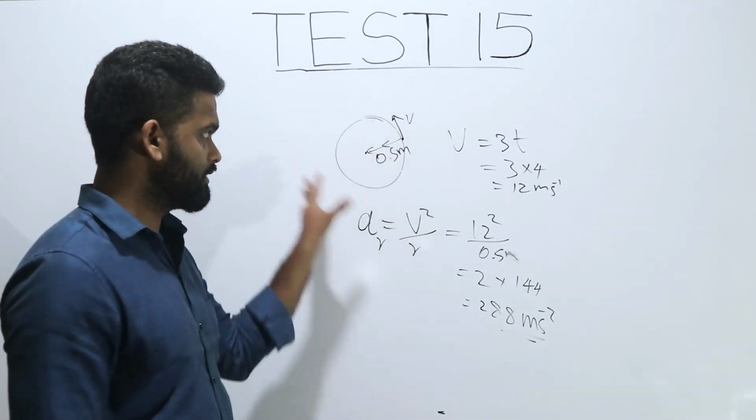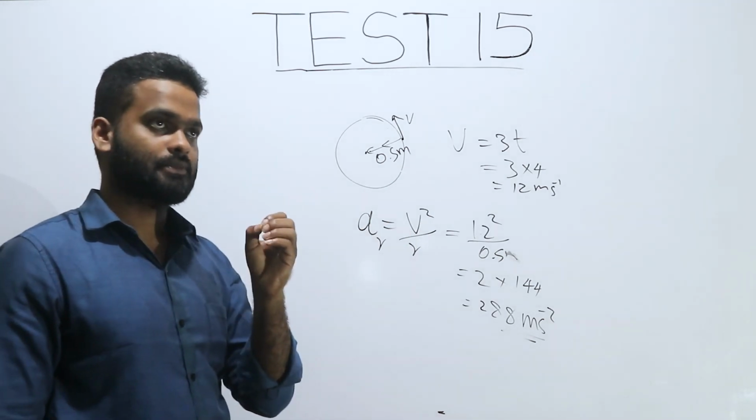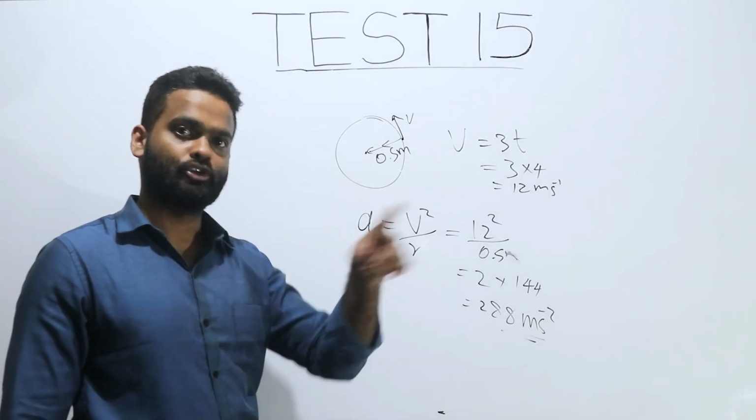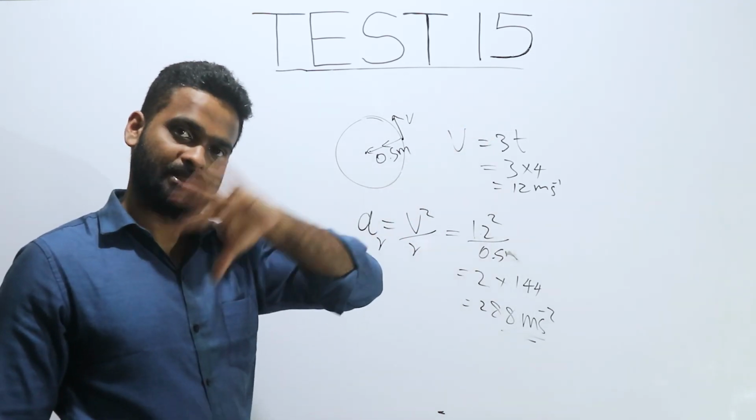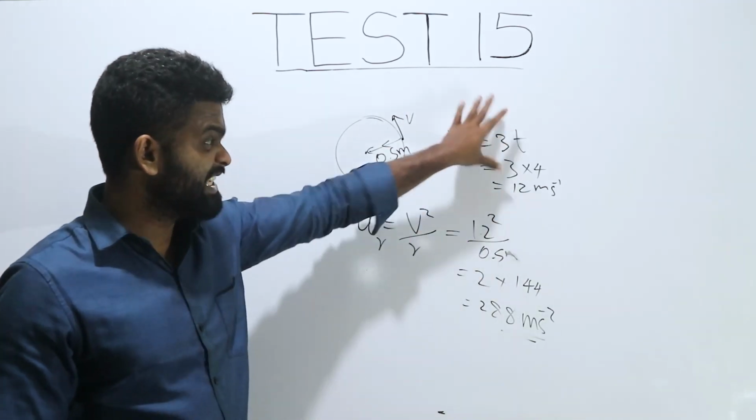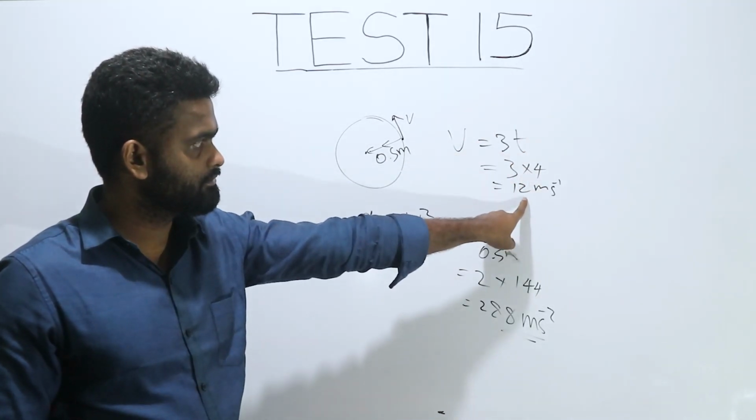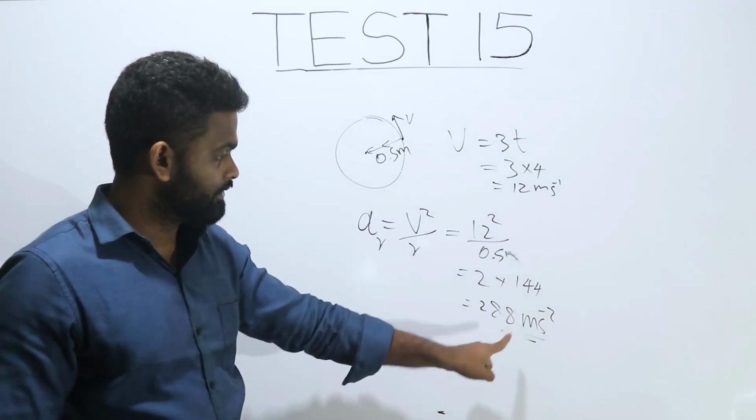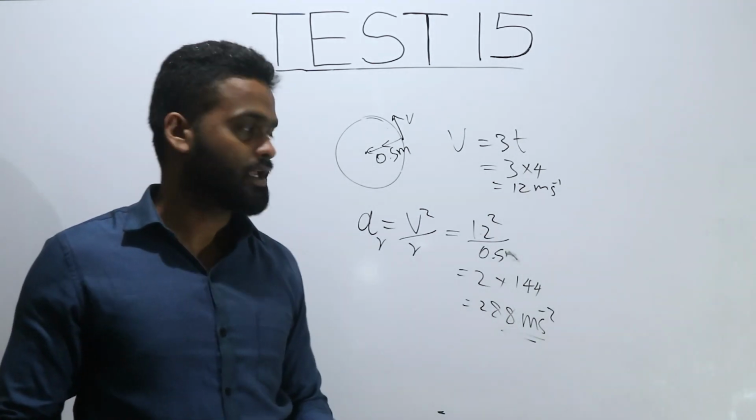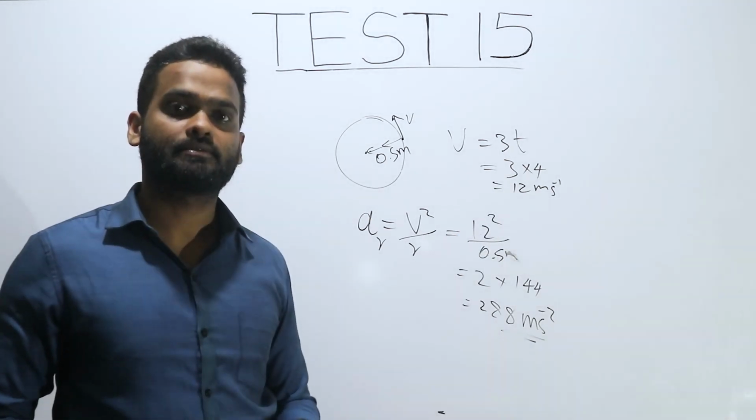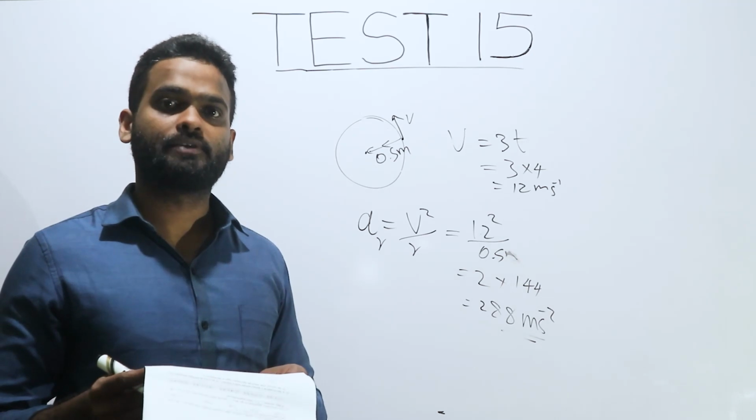Usually in most questions in circular motion, the speed is a constant. But here the speed is increasing with time. So this is the centripetal acceleration when time is 4 seconds. So the answer should be the fourth one.